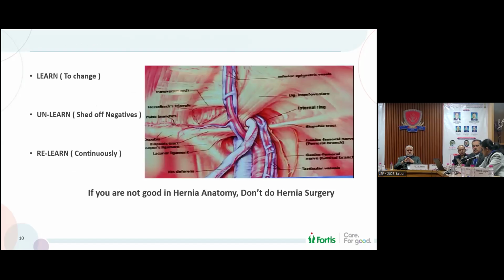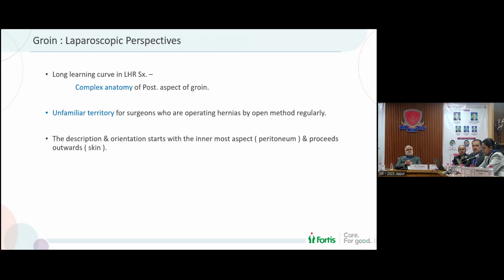We need to learn, unlearn, and relearn. Dr. Shastri has mentioned that anatomy is dynamic, it's not static. So the laparoscopic perspective of the groin has a long learning curve in laparoscopic hernia surgery because of the complex anatomy of the posterior aspect of the groin. Most surgeons are unfamiliar because they are used to doing open surgeries. So the description and orientation starts with the innermost aspect, that is the peritoneum, and proceeds outwards towards the skin.